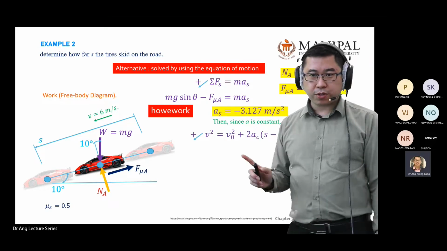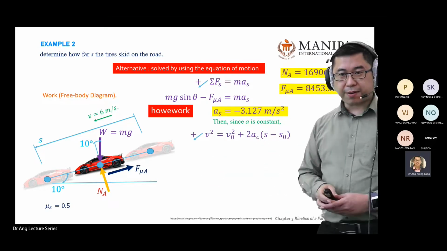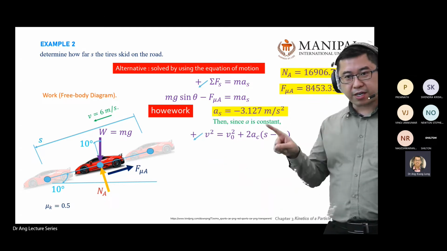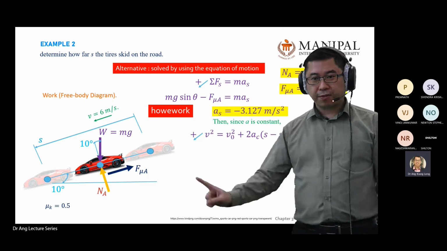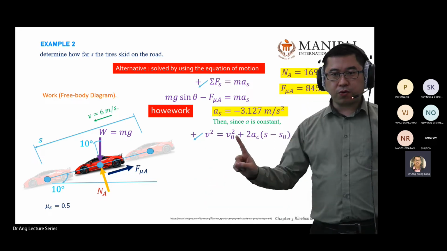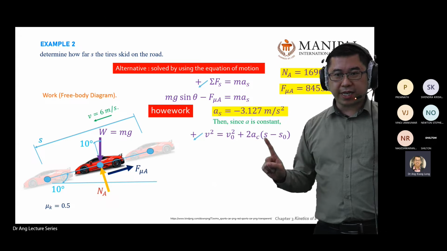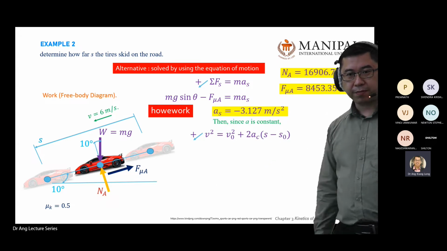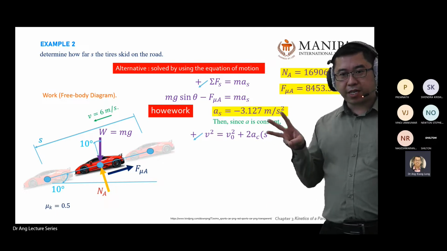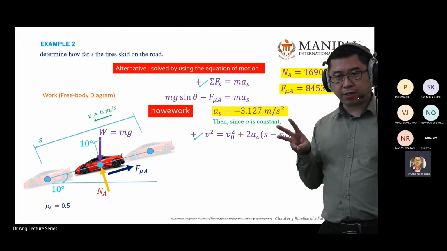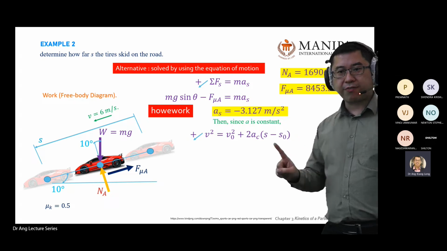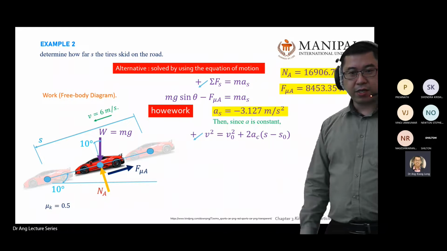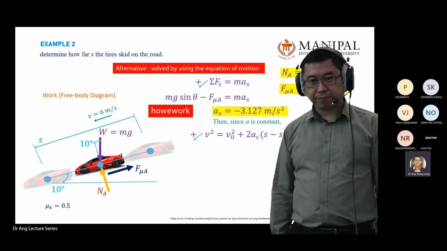Then you use this equation. I mentioned just now you got 3 equations of motion you can use. This is the second equation of the 3. You use V square equal to V naught square plus 2A and the change of displacement. These 3 equations of motion only work when you have a constant acceleration. Only then can you use this equation.